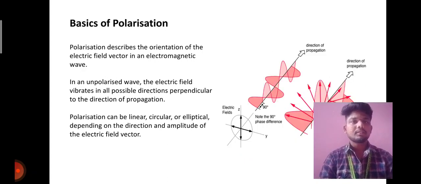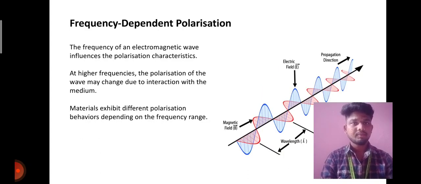Basics of polarization. Polarization describes the orientation of the electric field vector in an electromagnetic wave. In an unpolarized wave, the electric field vibrates in all possible directions perpendicular to the direction of propagation. Polarization can be linear, circular, or elliptical depending on the direction and amplitude of the electric field vector.